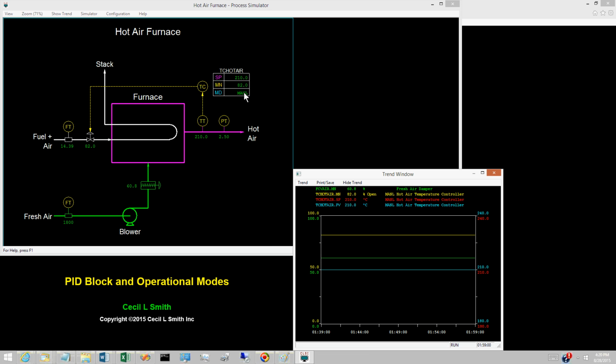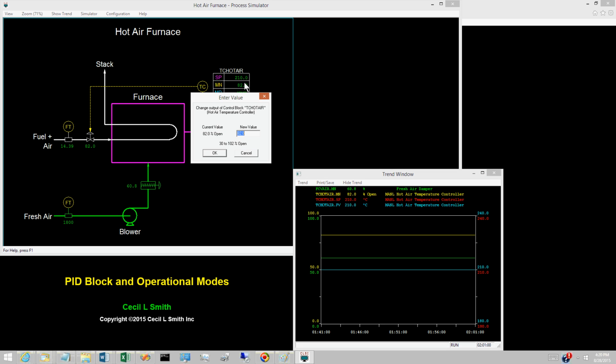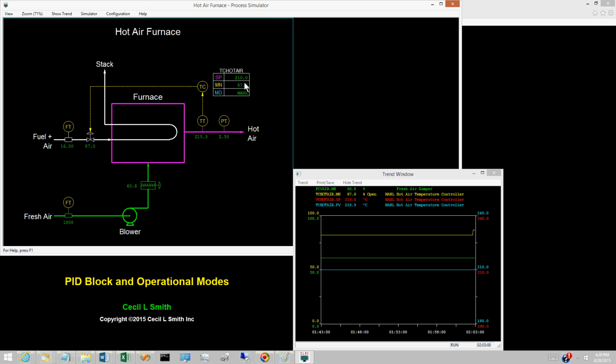The hot air temperature controller is in manual. Change the controller output to 87% open. The fuel valve opening, the yellow pin, changes to 87%. This causes the hot air temperature, the cyan pin, to rise, eventually attaining 231 degrees Celsius. The hot air temperature set point, the red pin, remains at 210 degrees Celsius.